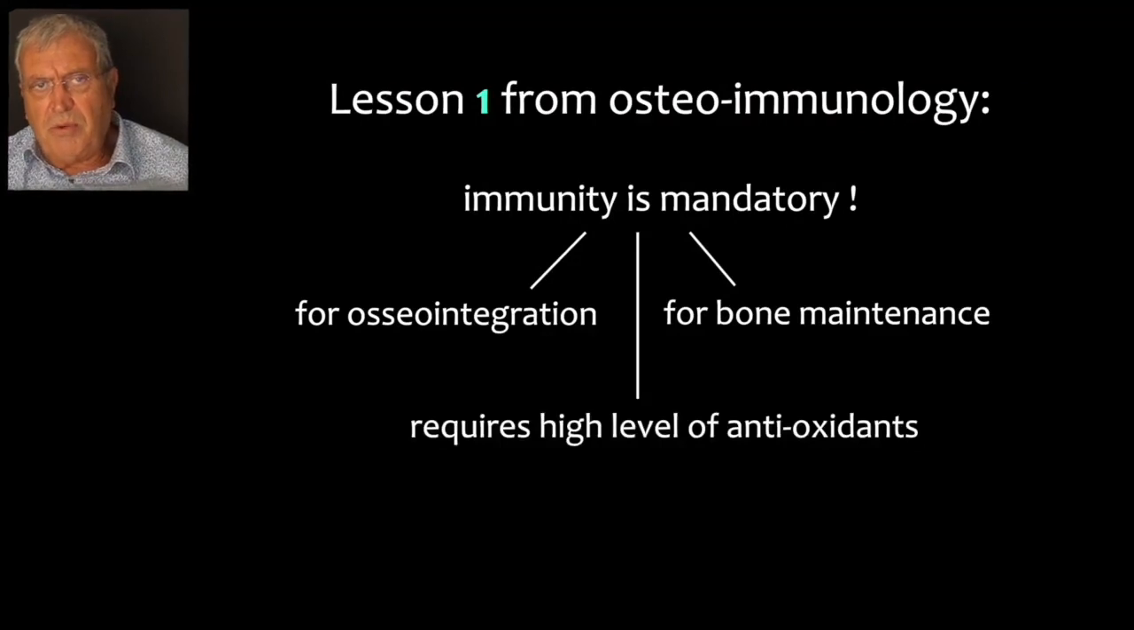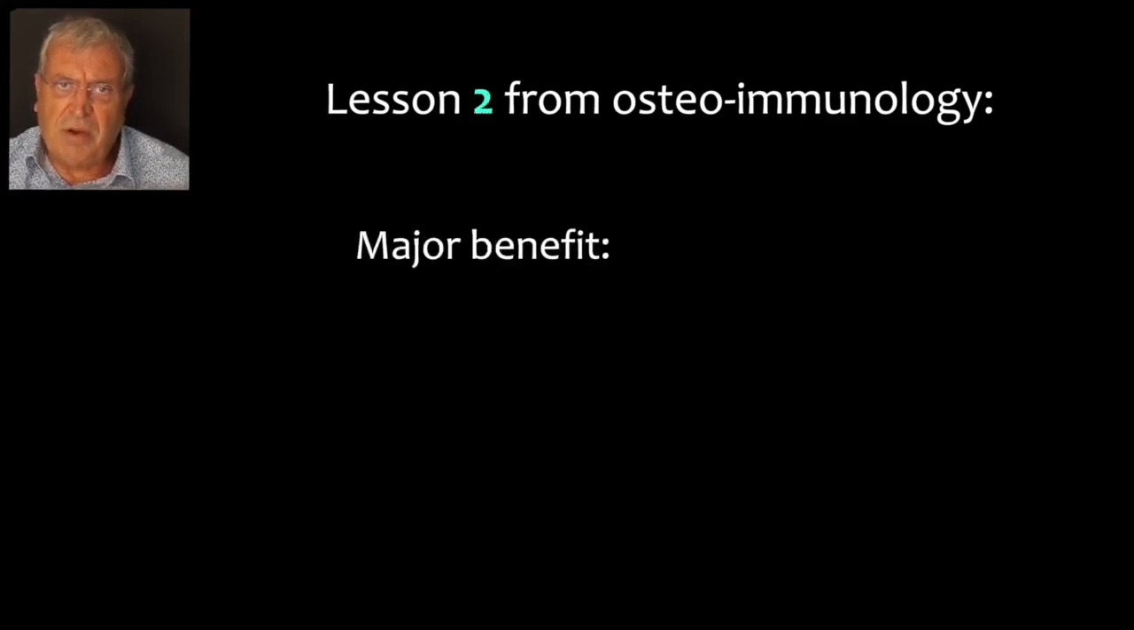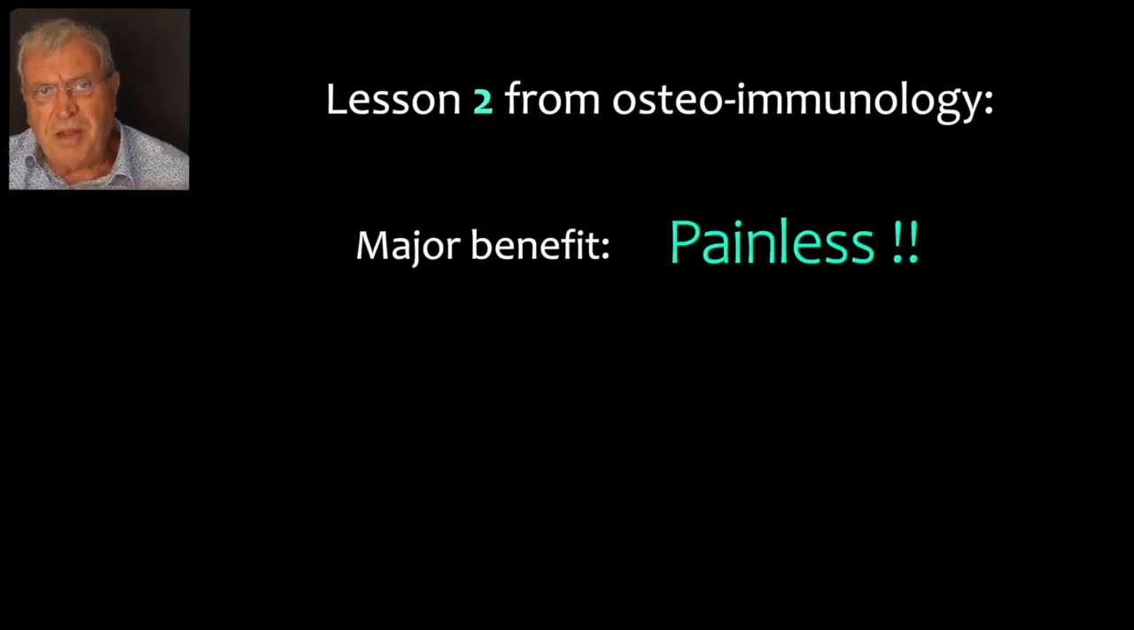So, the first lesson from osteoimmunology is that immunity is mandatory if we want osseointegration, if we want to maintain the bone. But immunity requires a high level of antioxidant. Lesson 2 from osteoimmunology: what is the major benefit? Pain less. In most cases, they don't take any painkiller. It means that the inflammation is very low, very short.